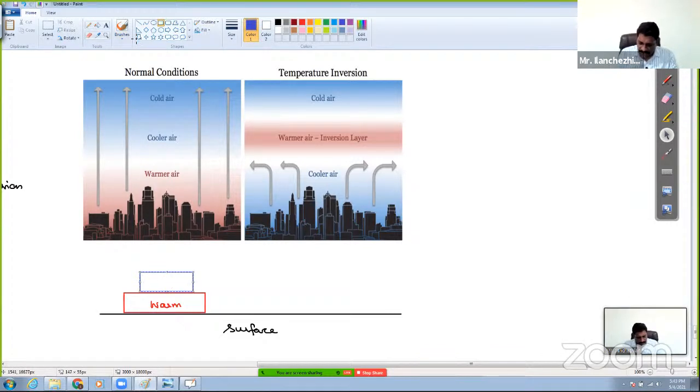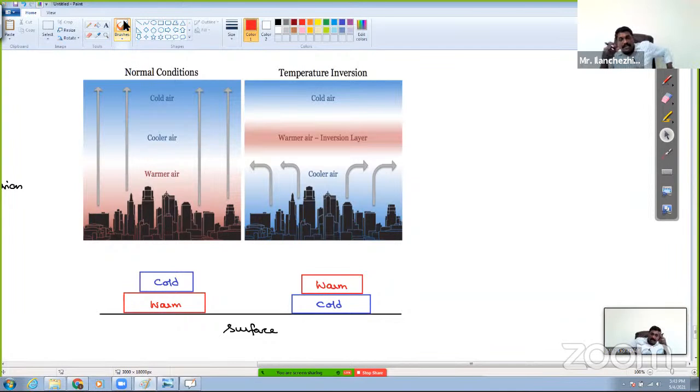This is the normal condition. Then what is the temperature inversion condition? I'll be having vice versa, my friend. I'll be having cold air mass near the surface. And above this cold air mass, I'll be having what? Warm air mass. Right. So wherever in the troposphere we have a condition which goes against this normal lapse rate, we call this condition as what? Temperature inversion.